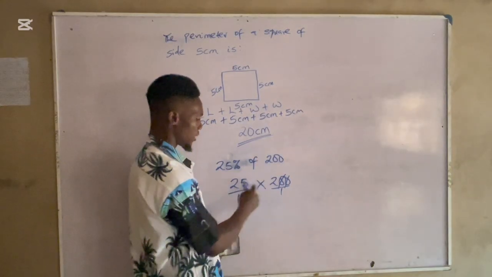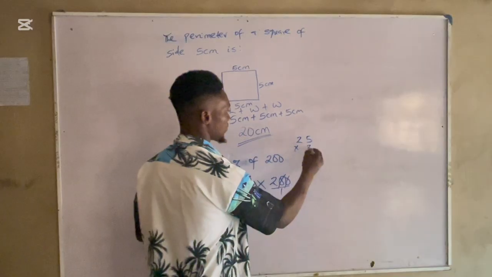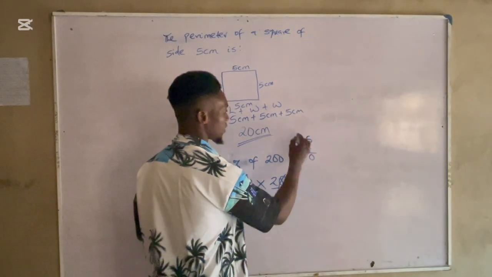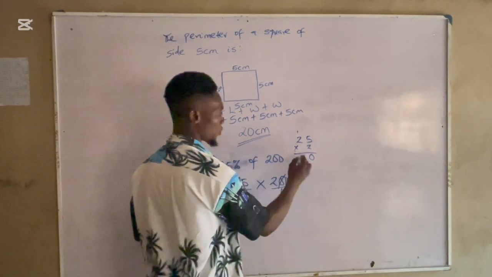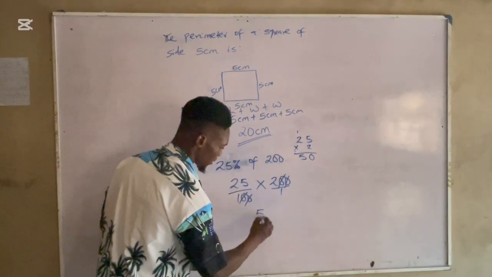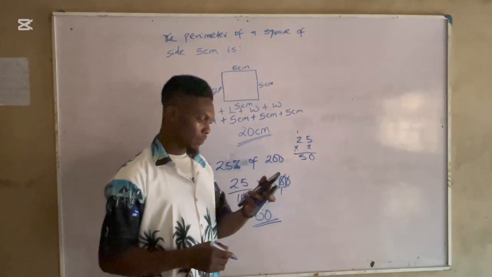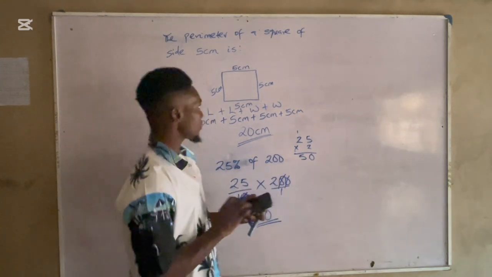Then multiply the numerator. 25 times 2. 2 times 5 is 10, carry 1. 2 times 2, 4, plus 1, 5. So 25% of 200 will give us 50 as our answer. And that is option B.